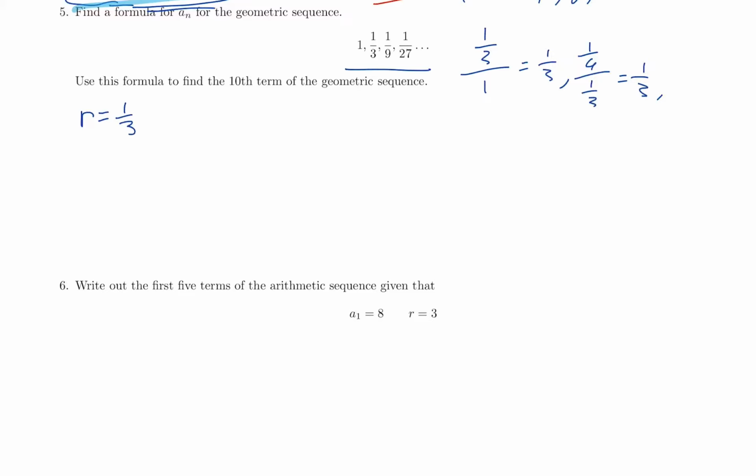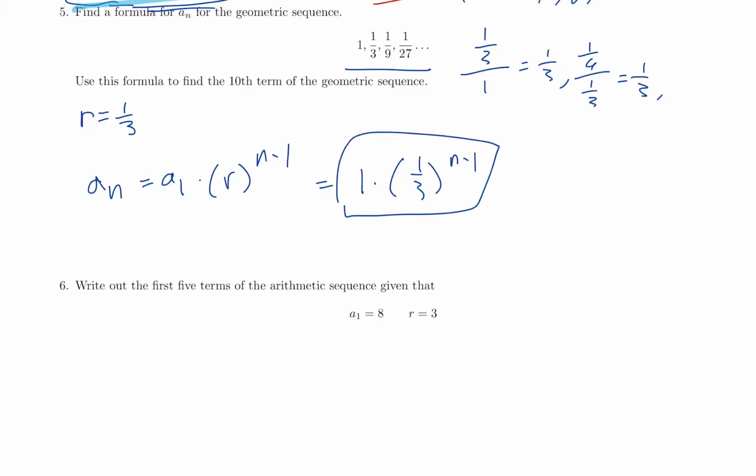The equation for a geometric sequence is a sub n equals the first term times the common ratio to the n minus 1. Here the first term is 1, so (1/3) to the n minus 1. This is the formula for this geometric sequence. To find the 10th term, we just put 10 in. That gives the 9th power, which is 1 over 3 to the 9. We can just leave it like this. 3 to the 9 is a huge number.